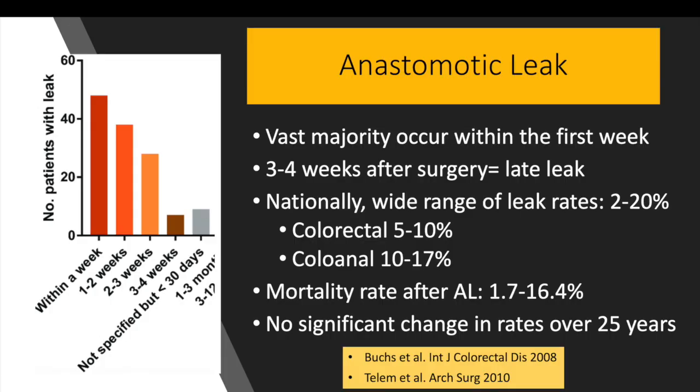The vast majority of leaks occur within the first postoperative week, and these are commonly referred to as early leaks. Late leaks present 3 to 4 weeks after surgery. Nationally, there's a wide range of gastrointestinal leak rates, but specifically for colorectal and coloanal anastomoses, these range from 5 to 10 and 10 to 17% respectively. Given the devastating nature of anastomotic leaks, mortality rates can reach upwards towards 20%. Historically, this rate has not changed in over 25 years.